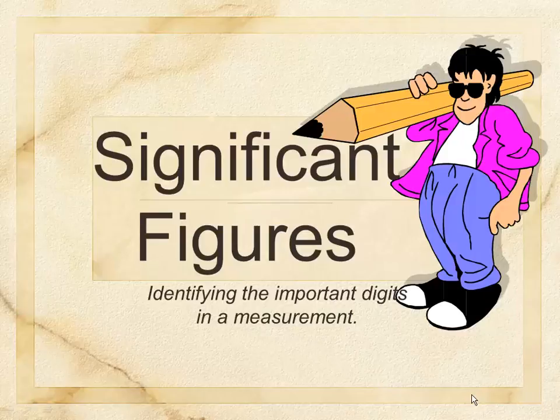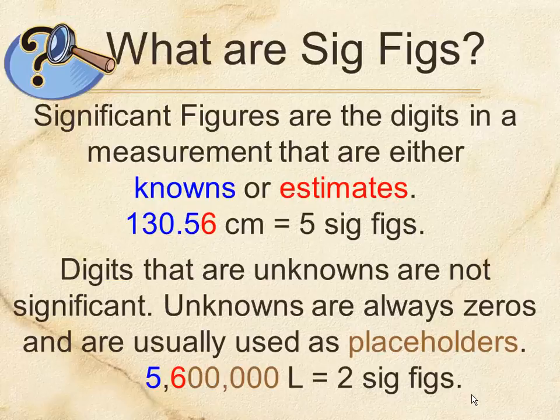Alright, this is PowerPoint on significant figures. So a significant figure is a digit in a measurement that is either a known or an estimate. So for example, 130.56, the 6 is an estimate, everything else is a known, has 5 significant figures: the 1, the 3, the 0, the 5, and the 6.